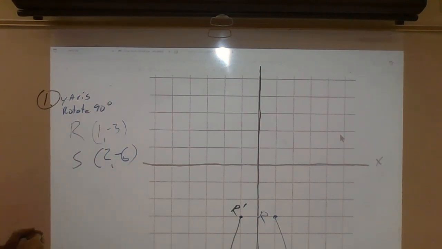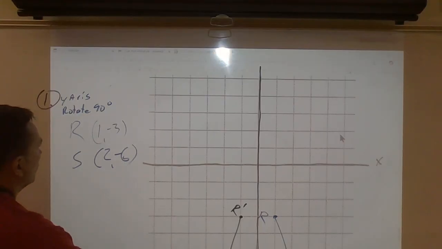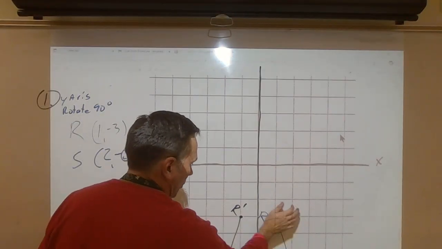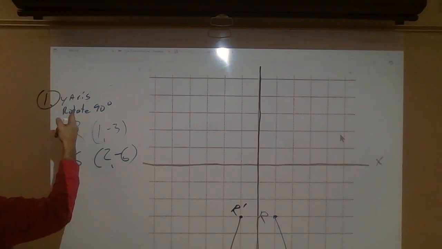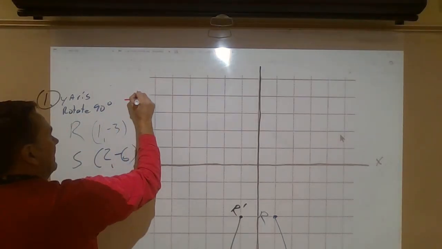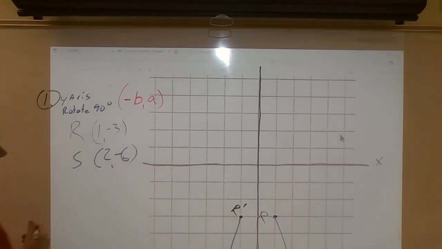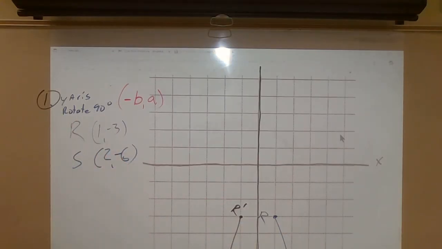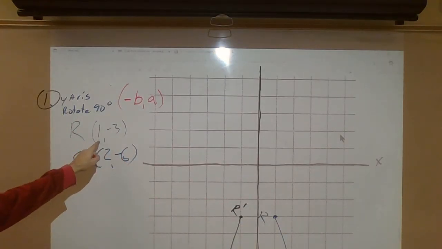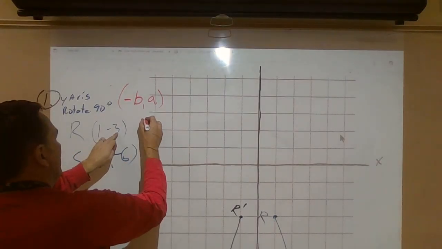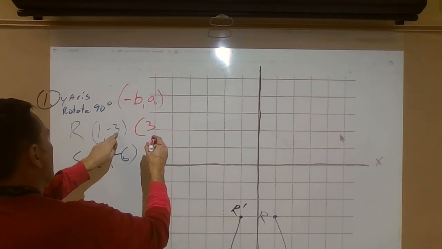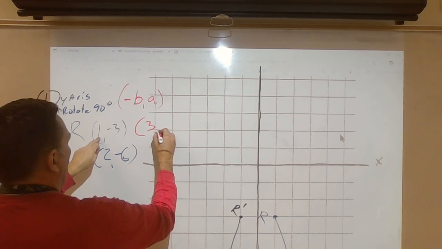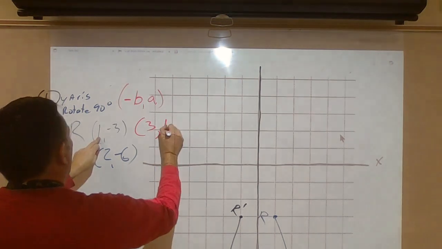Now we want to rotate this 90 degrees. So we're moving this from this quadrant to this one. So remember, our rotation is negative B, positive A. It's going to change to make this come over here. So the opposite of negative 3 is a positive 3. And then will be a positive 1.